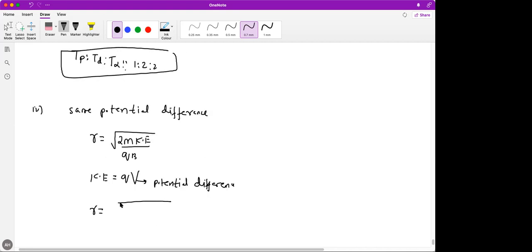So instead of kinetic energy, you put QV. The expression of radius is root of twice of mass into Q into V divided by Q. This Q will cancel this Q, and you are left with only root of 2mV by Q, and this 1/B would be outside. Now get the ratio of radius.